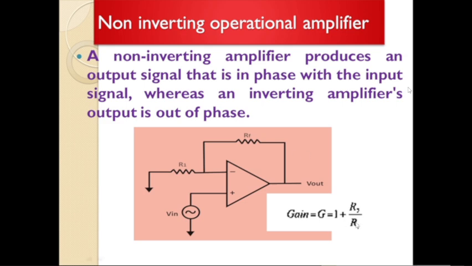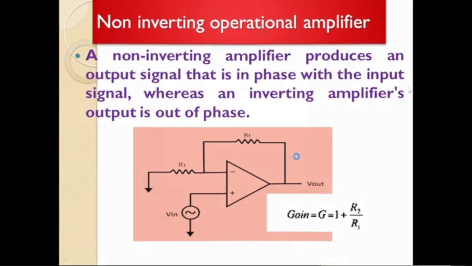So the gain is going to be 1 plus the feedback resistance to the input resistance, R2 by R1. So this is the gain of a non-inverting operational amplifier.